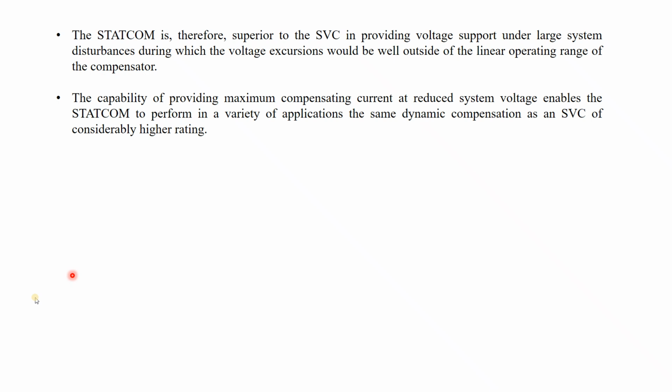So the capability of providing maximum compensating current at reduced system voltage enables the STATCOM to perform in a variety of applications the same dynamic compensation as an SVC of considerably higher rating. That means if you are using an SVC of higher rating, the STATCOM can operate under the same conditions with a quite lower rating, because of this particular capability of providing maximum compensating current at low voltage. So that is what is happening.